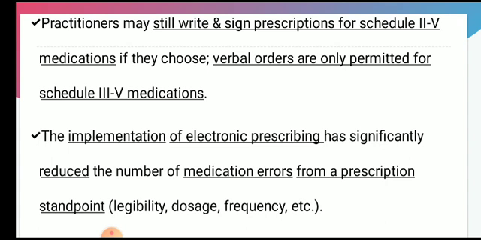The medications included in schedule 1, nobody can prescribe or dispense. But from 2 to 5, doctors can choose. Actually for schedule 2 it is compulsory to write, but for 3, 4 and 5, they can also write in the prescription, or they can give the order by the oral or verbal way.